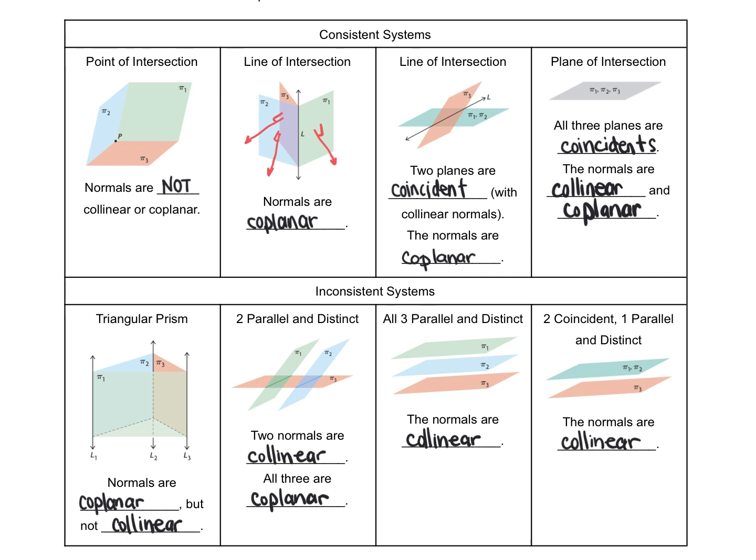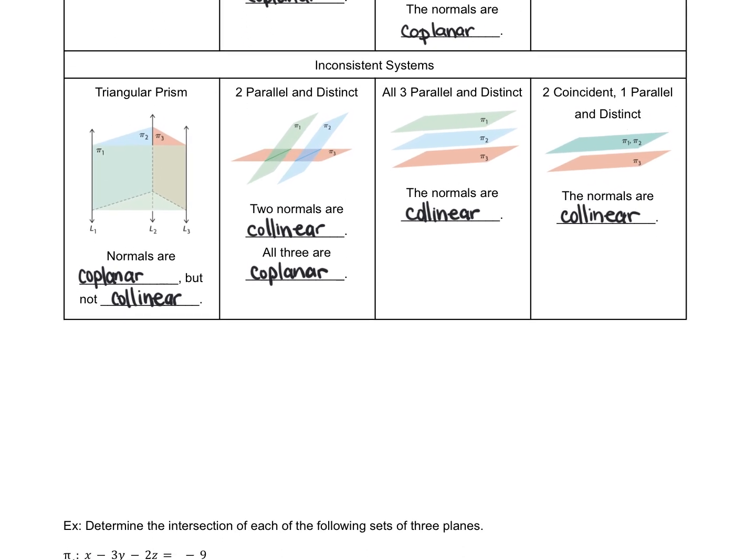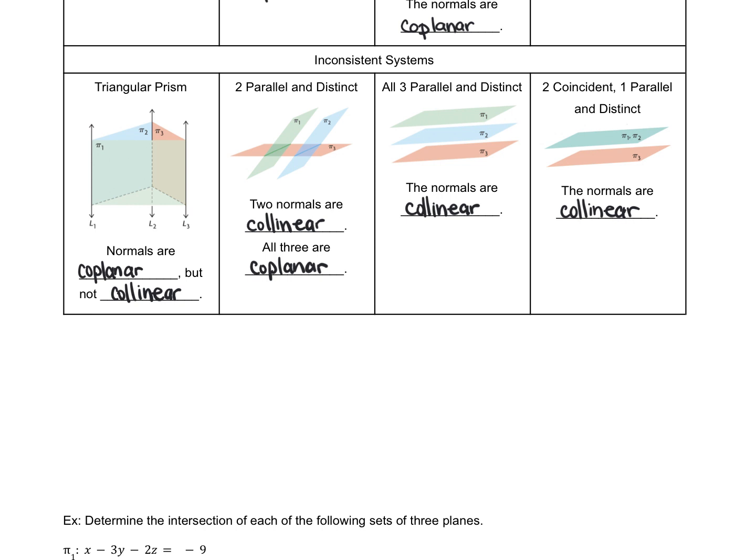The final consistent system scenario is when there is a full plane of intersection, and that's when all three planes are coincident. So if you were to look at the normals, they're collinear because the planes are parallel, and they're coplanar because all the normals would be parallel, which means all those normals would be in the exact same plane. Now, we also have 4 inconsistent systems, and that's when there is no common intersection.